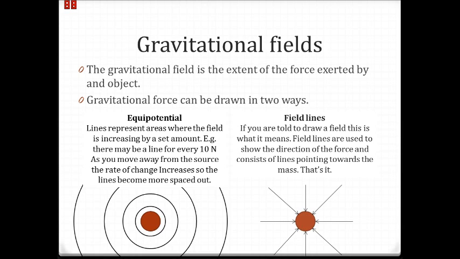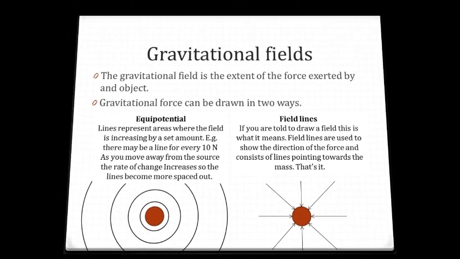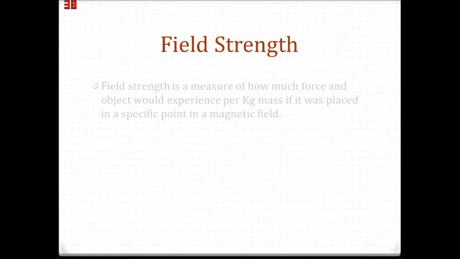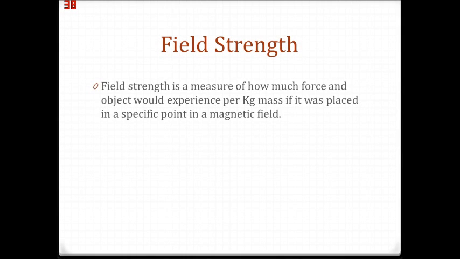This is basically the default way of drawing the field. If you're asked to draw a field and it doesn't specify it, this will be the one that you end up drawing. Now, field strength. You'll also be required to calculate the strength of the field at a specific point. So, field strength is a measure of how much force an object would experience per kilogram if it was placed in a specific point in the field.